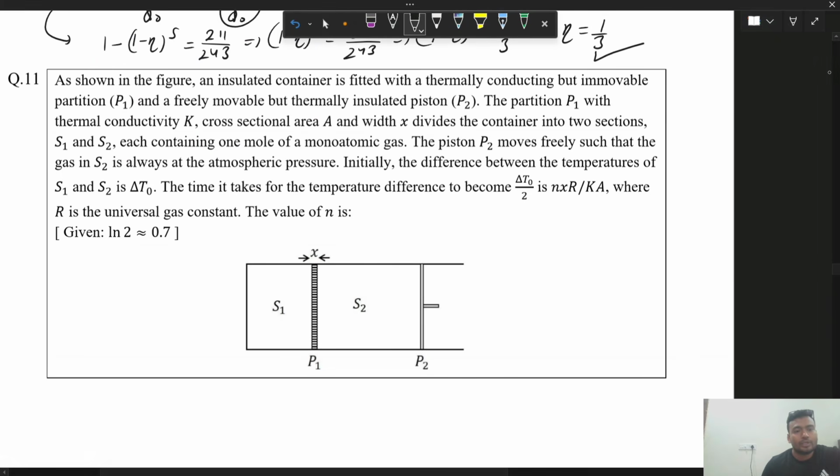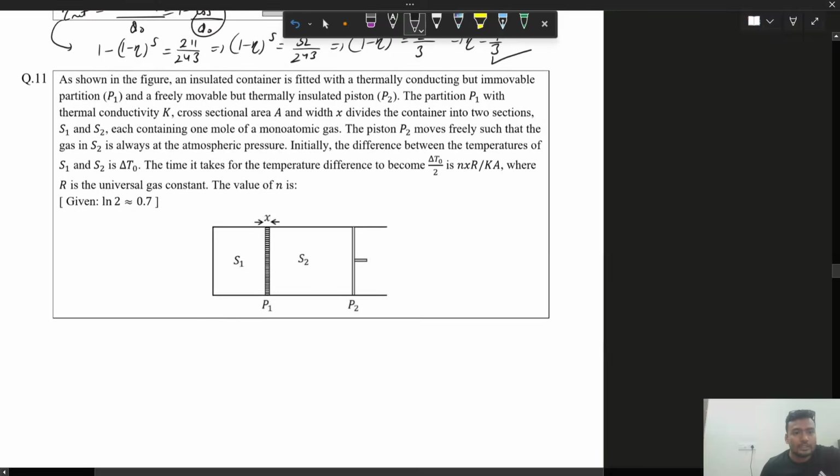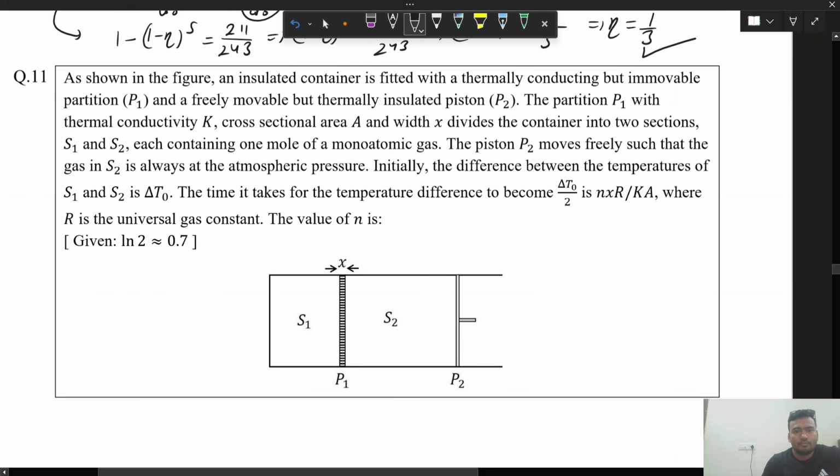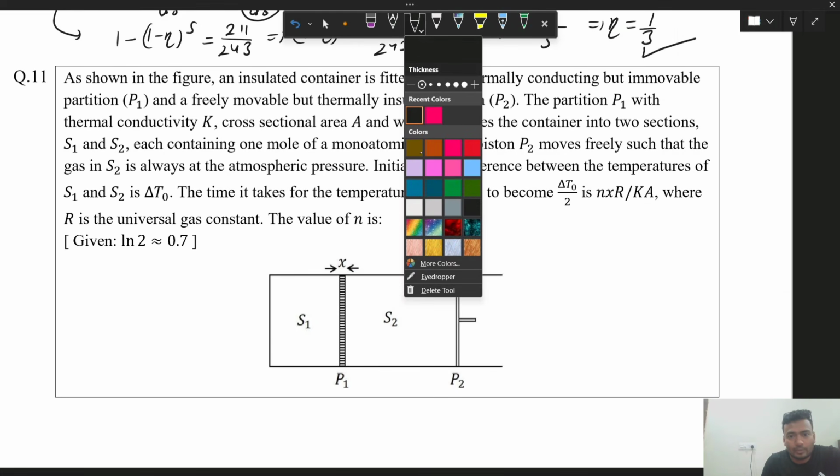That's it. Now question number 11, और ये भी बेटा interesting problem है. So let's first try to understand the problem. So you have an insulated container. थोड़ा सा explain करता हूँ बेटा इसको मैं.